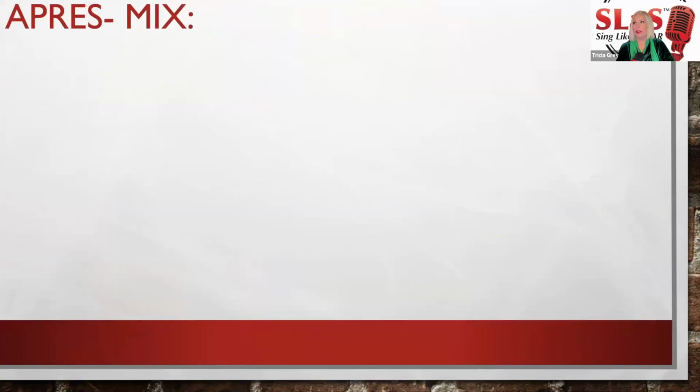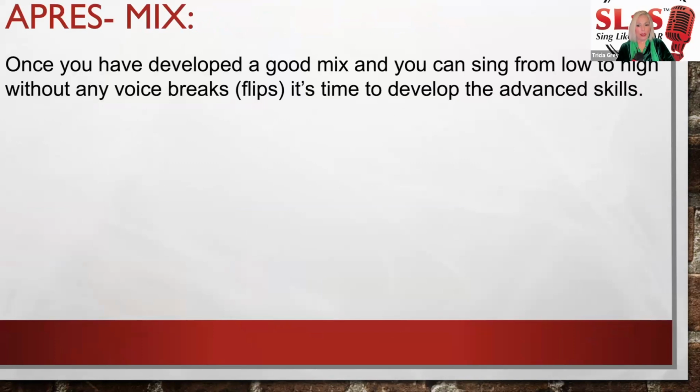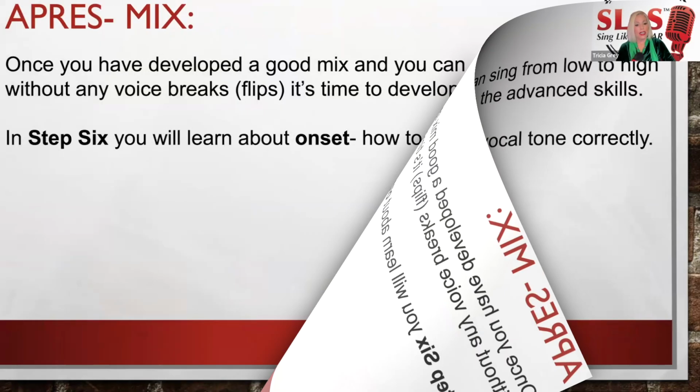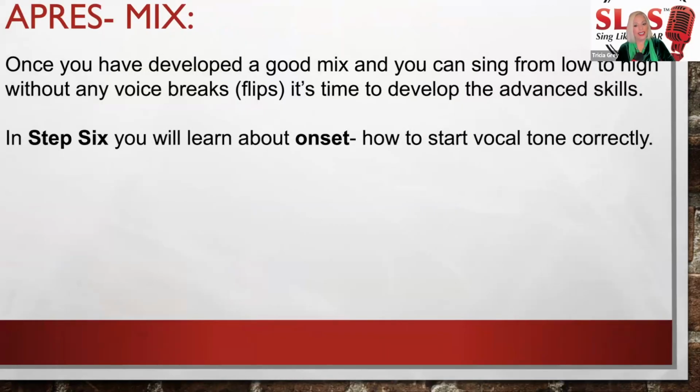After mix. Once you've developed a good mix and you can sing from low to high without any voice breaks or flips, it's time to develop the advanced skills. In step 6, you learn about onset, how to start your vocal tone correctly.